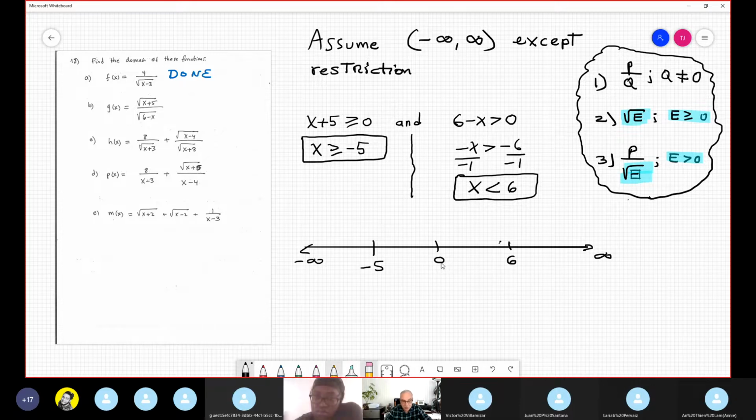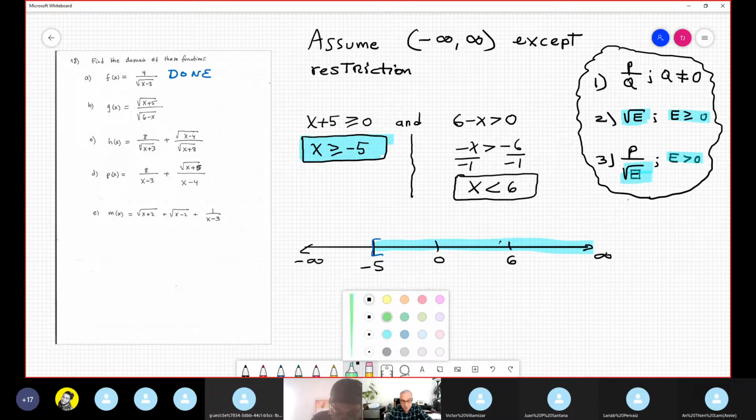So I'm doing the graph of these intervals separately. From negative 5, to the right, because it's greater than. Include negative 5, yes. The symbolic way to indicate this idea is a bracket here. I did the graph of this part. Now doing the graph of the second part.